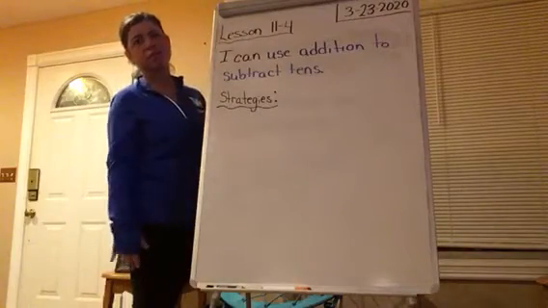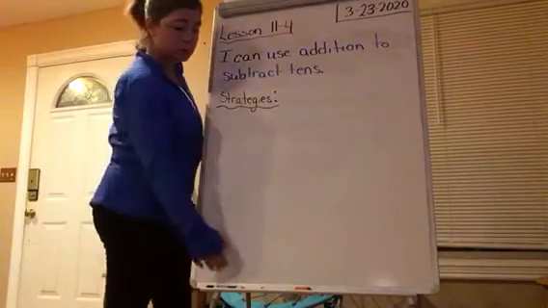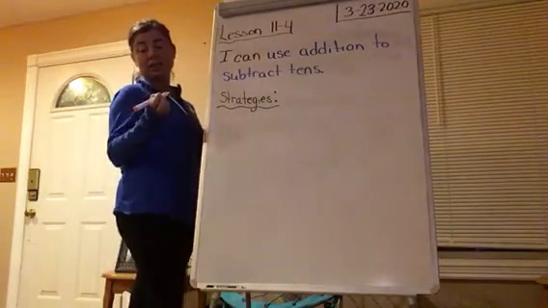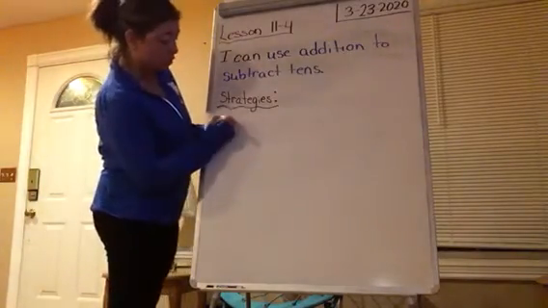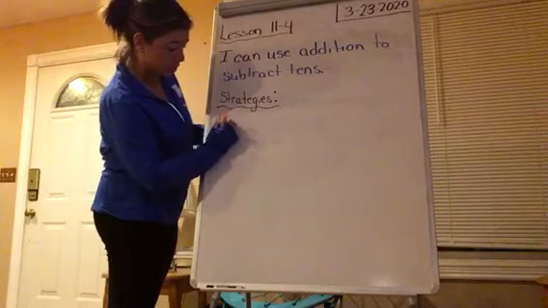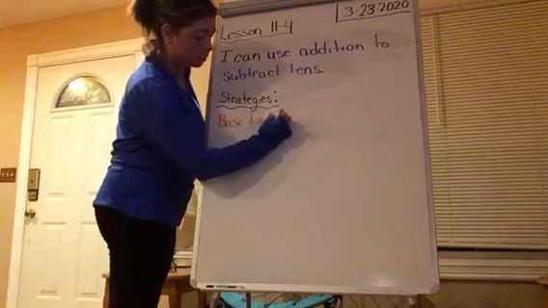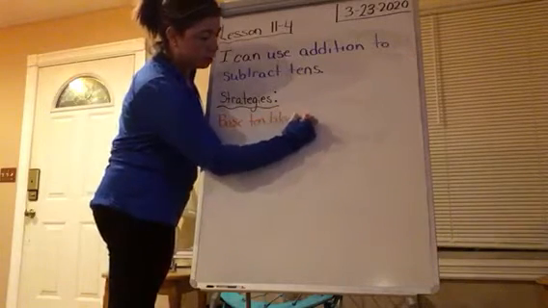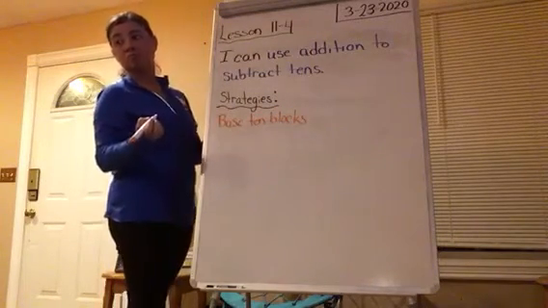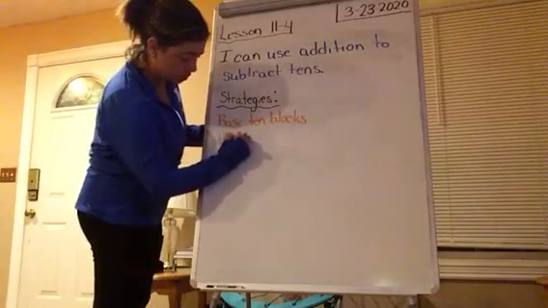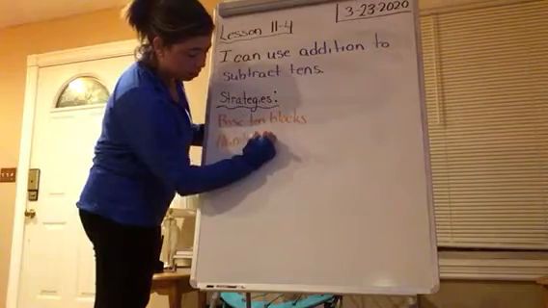So let's talk about some of the strategies we've already worked on so far. Can anybody remember our first strategy that we did? That's right. We used base 10 blocks, also known as place value blocks. And another strategy, that's right, we used 100 charts.